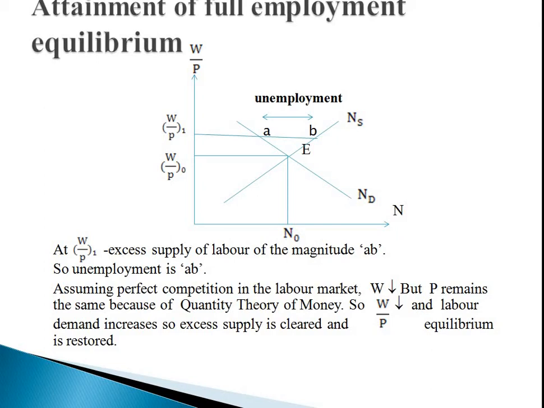So when W falls, real wage rate W by P also falls and labor demand increases, since we can see that labor demand is an inverse function of the real wage rate. So the excess supply gets cleared. If there is still some excess supply, then the same process is repeated, and this continues till all the excess supply is cleared and the economy reaches the equilibrium position. So we see that equilibrium is attained through wage price flexibility.